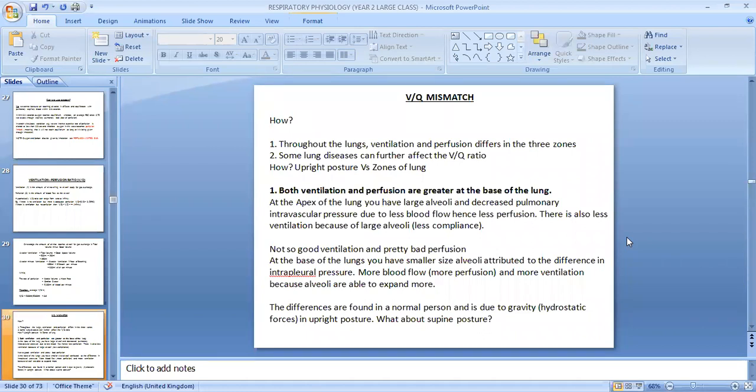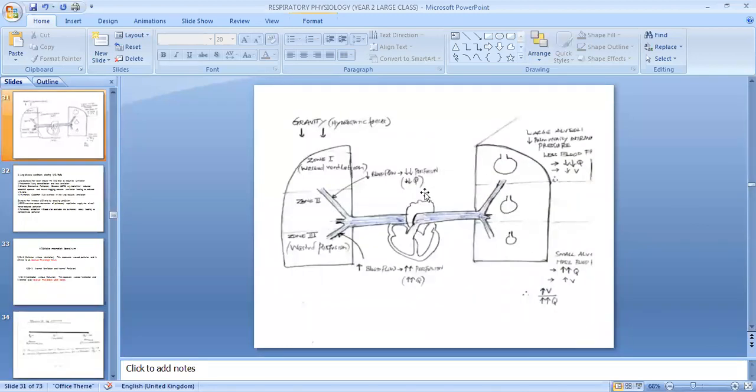The differences are found in a normal person and are due to gravity, hydrostatic forces in the upright position. When you lie in the supine posture, I talked about zone conversion, and you overcome the issue of the 3 zones. So what does this one represent? It shows that even if we have calculated and seen the VQ ratio to be 0.8 in a normal subject, it is not 0.8 in all the 3 zones.